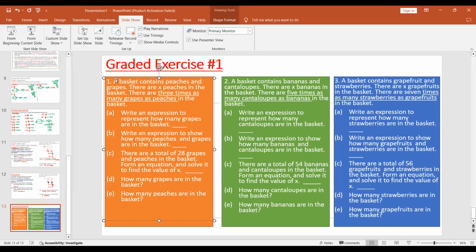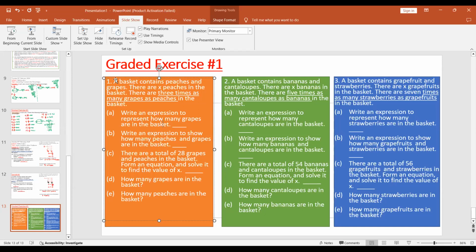Go ahead. A basket contains peaches and grapes. There are x peaches in the basket. There are 3 times as many grapes as peaches in the basket. A, write an expression to represent how many grapes are in the basket. Very good. 3x. We got 3x, very good.